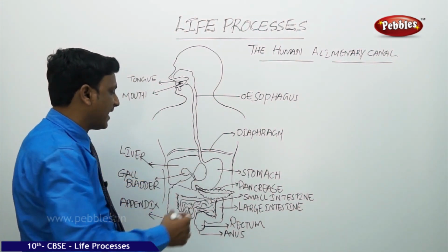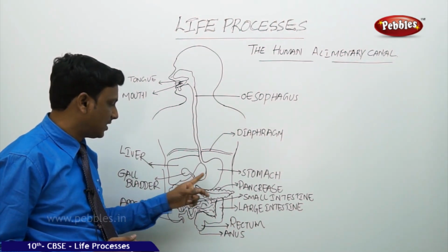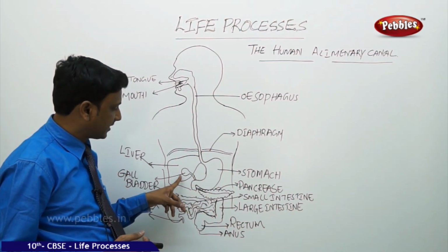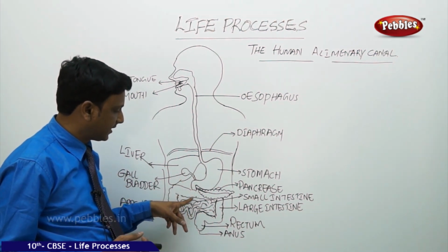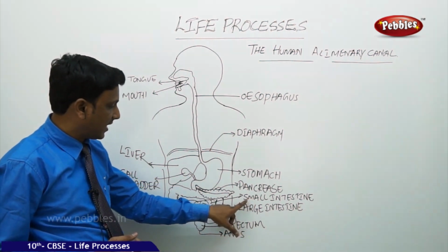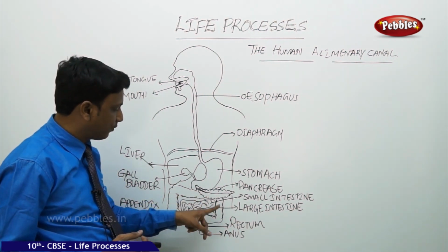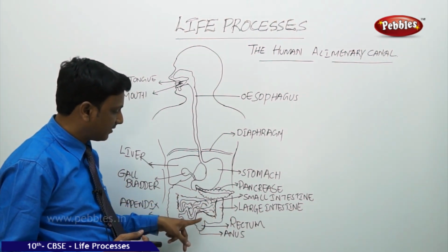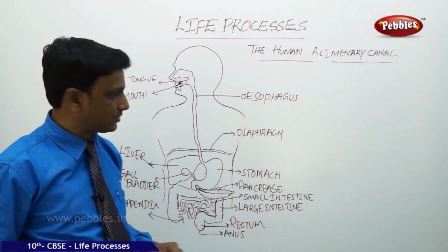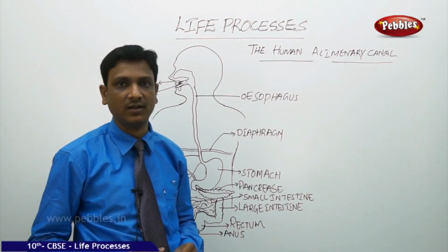Stomach is a muscular bag-like structure in which the process of digestion takes place, physical digestion. At the end of the stomach, glands like liver and pancreas are connected, and it continues as small intestine, and the small intestine continues as large intestine. The undigested food is passed through the large intestine, reaches the rectum, and from there through the anus it is excreted out. So here are the various parts of the human alimentary canal.